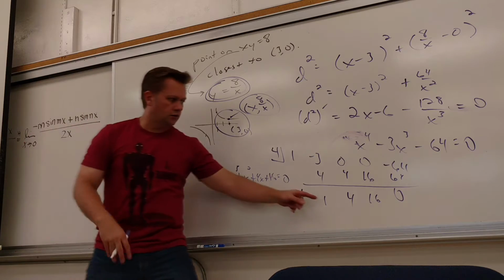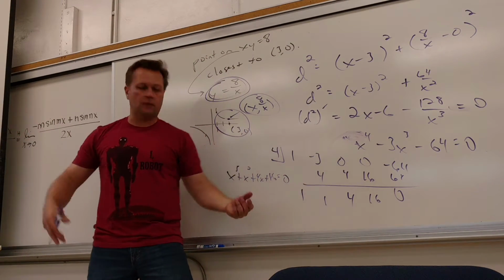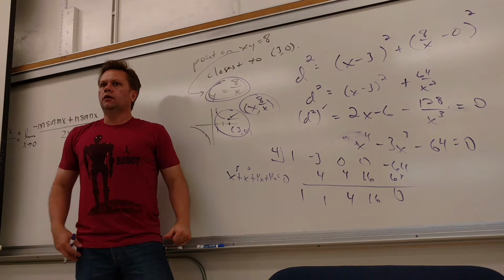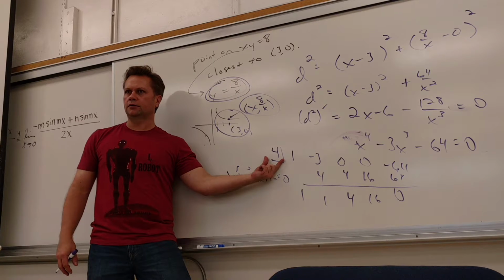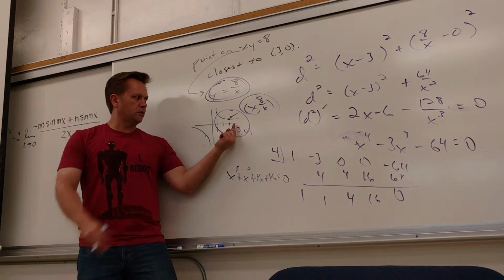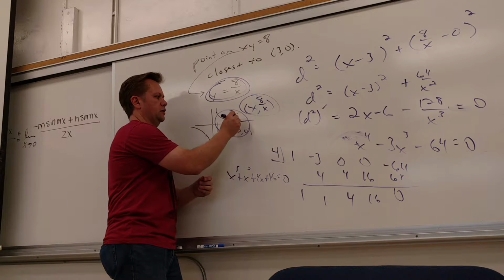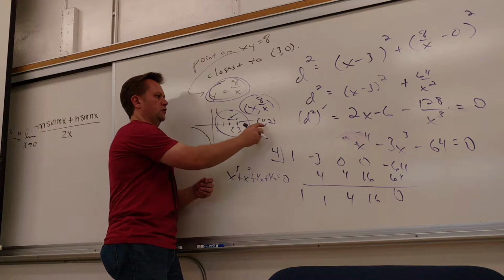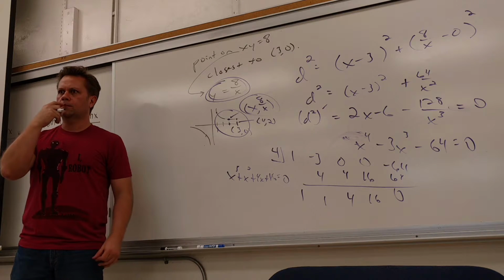But you're right. If I wanted to keep going, I could just try 4 again, or maybe it keeps going. Maybe that's as far as it goes. I don't know. I don't care, because that's the only possible positive root. So it must be at x equals 4, what point? 4 comma 2 is the closest that gets to 3, 0.